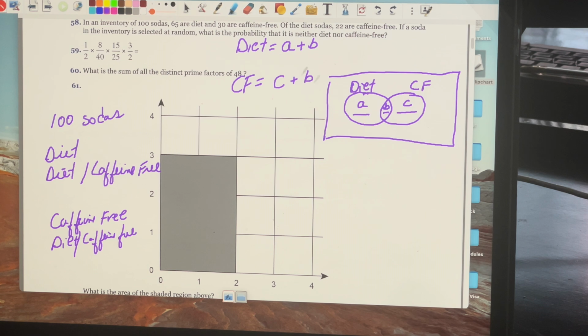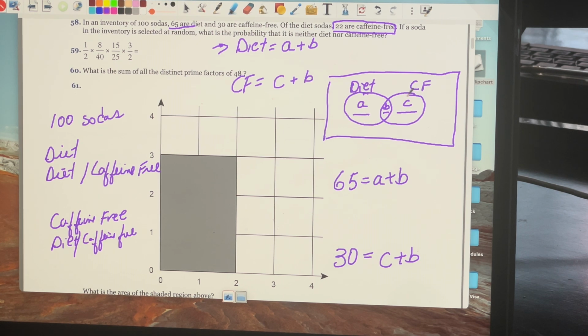So let's start with that. The first information we have is that 65 are diet. So A plus B has to be, from this equation, right? Have to equal 65. Right? And then 30 are caffeine free, so I can take the second equation. 30 has to be C plus B, right? The caffeine free circle is made of the parts B and C, the intersection in the middle, and all the sodas that are caffeine free. But then they have this little clue over here.